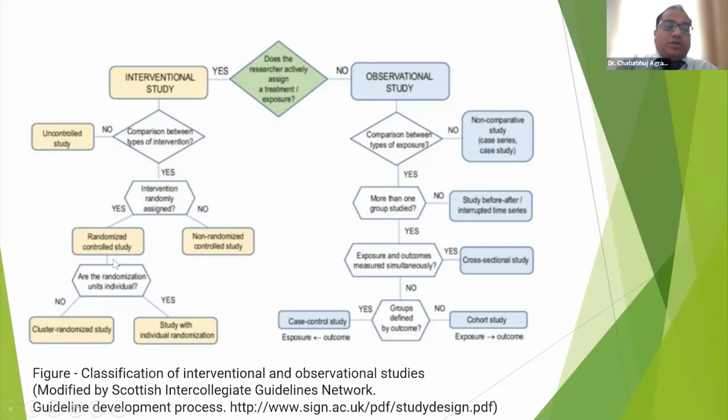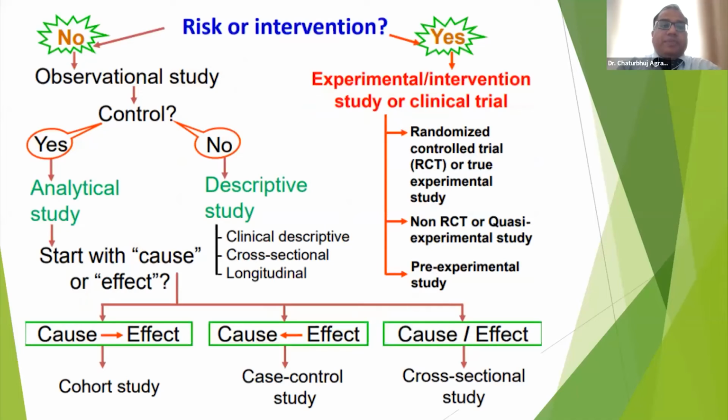In randomized control trials, we ask whether the randomized units are individuals. If the units are individual, yes. If it is a particular group of the population, like in COVID time, when a lot of patients from the same group were admitted in the hospital and randomized to something, that is a cluster randomized study. So based upon these types of intervention, and the type of randomization, interventional studies are classified.